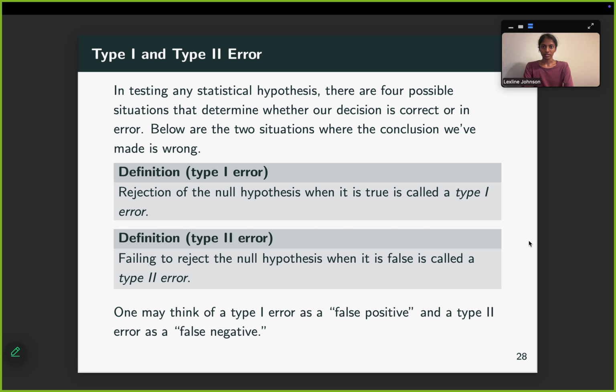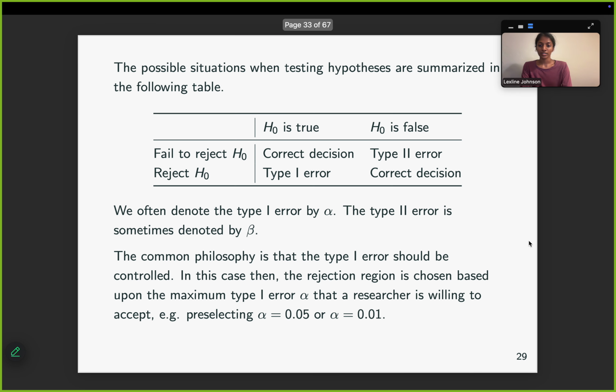So we have two different types of errors, type 1 and type 2. And so type 1 errors are the rejection of the null hypothesis when it shouldn't be rejected, when the null hypothesis is true. And this is called a type 1 error, so this is like a false positive. And then our type 2 error is failing to reject the null hypothesis when it's false, and that is known as a false negative.